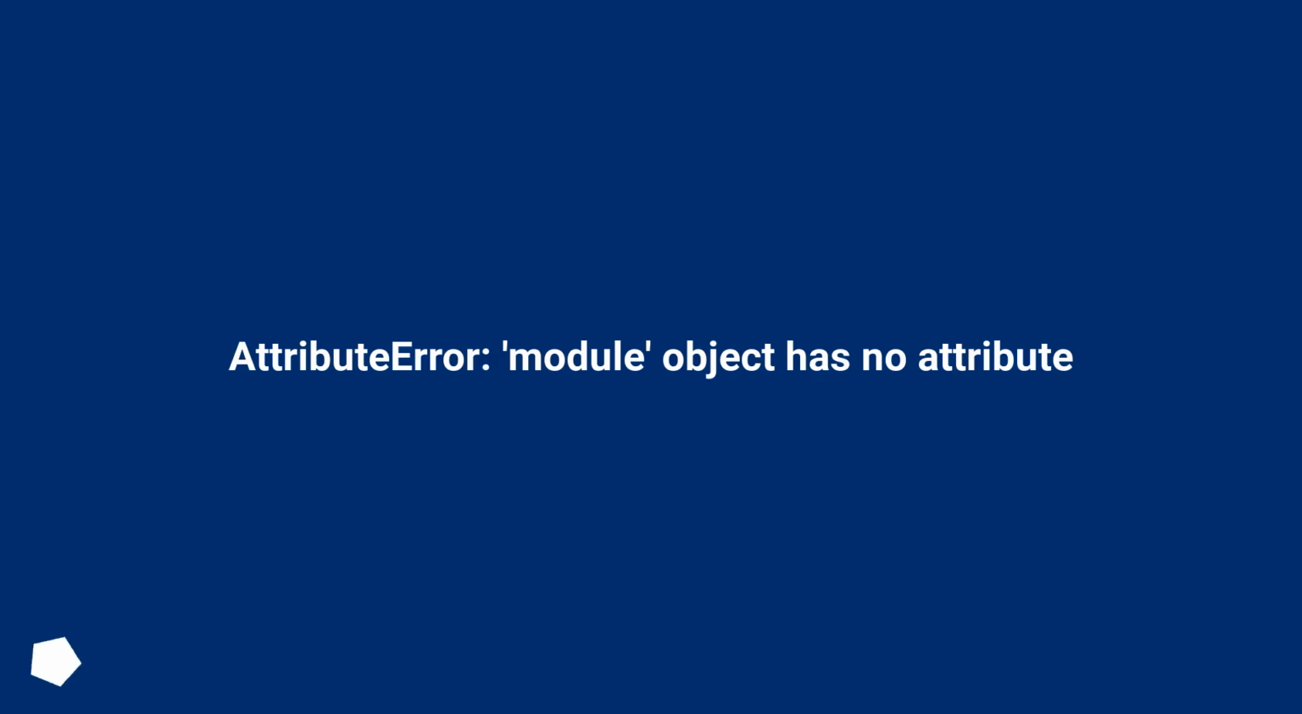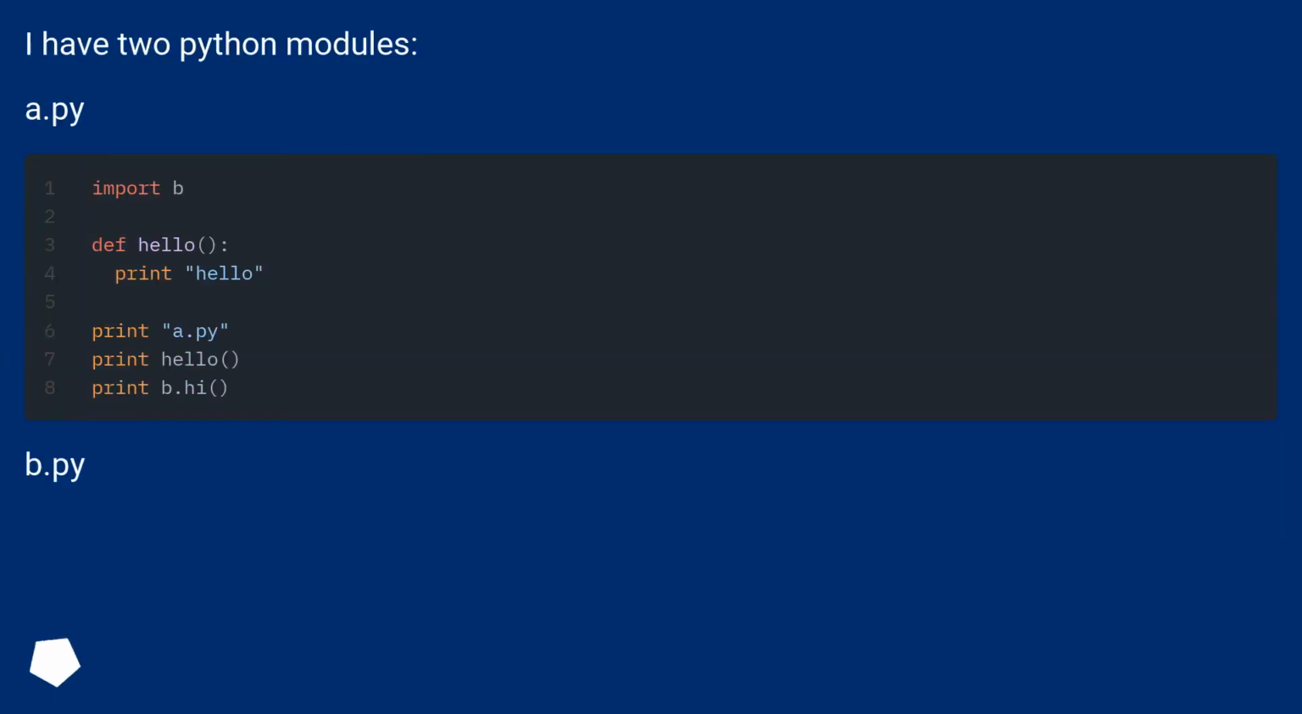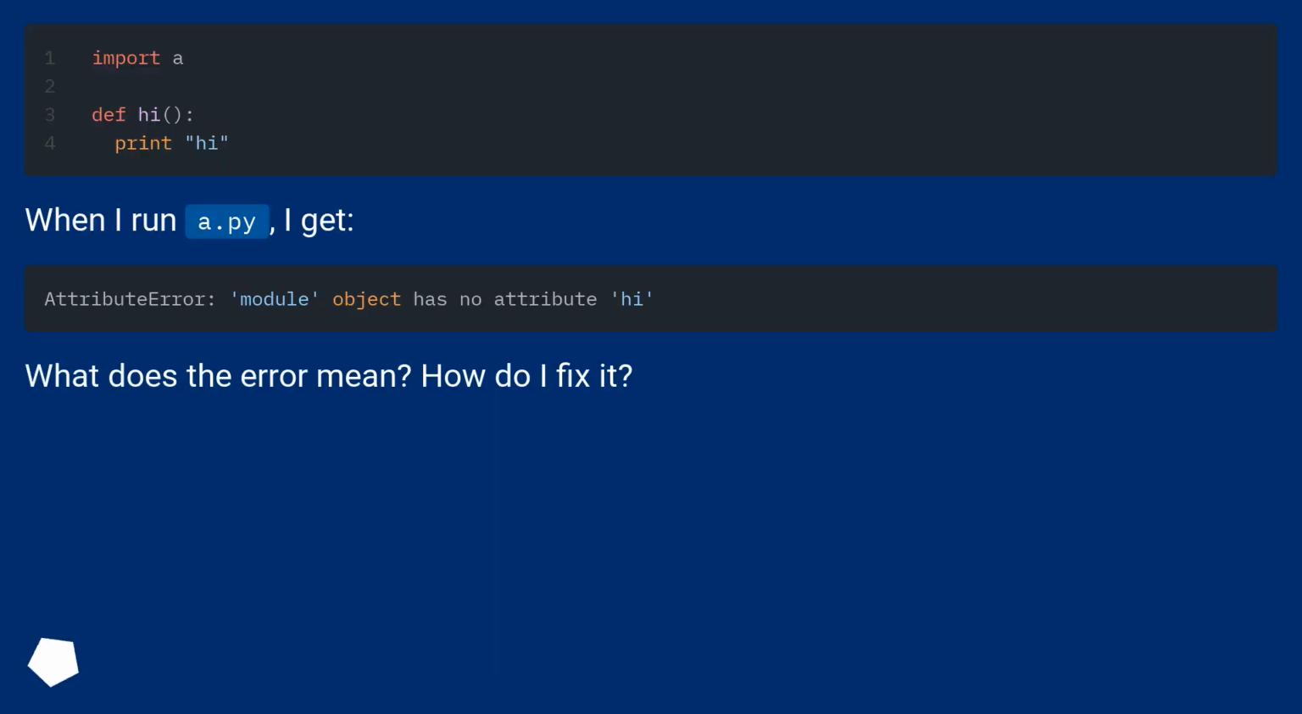Attribute error, module object has no attribute. I have two Python modules, a.py, b.py. When I run a.py, I get this error. What does the error mean? How do I fix it?